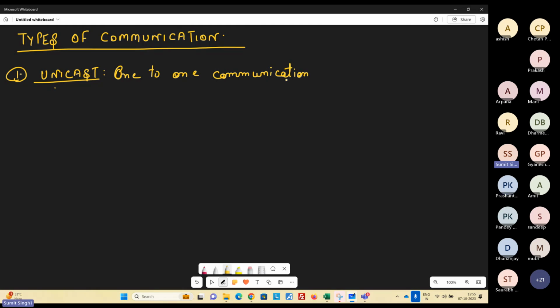Like a simple client and server model. Yes, simple client and server model. There is one client and one server. They are communicating. I am pinging google.com. I am one user and Google is another user. So we both are communicating. I am his client, he's my server. So simple client and server communication. That is unicast communication, guys.